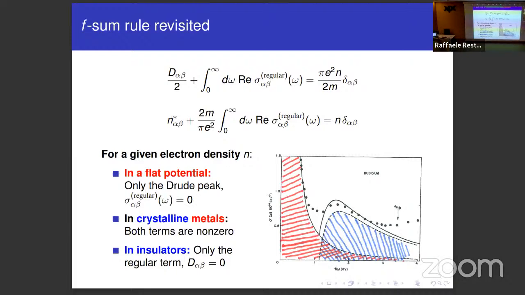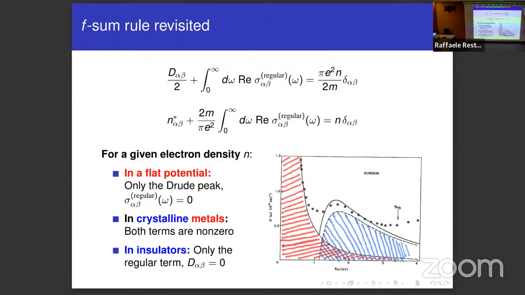And as I said, for a given electron density, if the potential is flat, I only have the Drude peak, so only the red one. If I have an insulator, I only have blue, the red disappears, and crystalline metals have both. Question: in a real material, how much goes into the blue, how much goes into the red? Even this is not easy to find in the literature, but I have assessed that in aluminum, there are three valence electrons per cell. Two go into the Drude peak and one goes into the blue part.